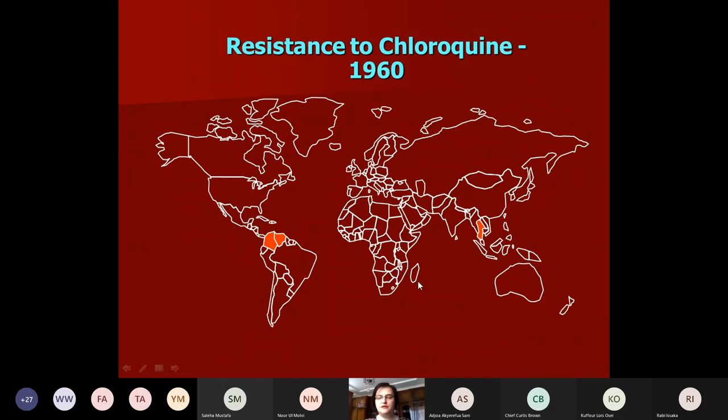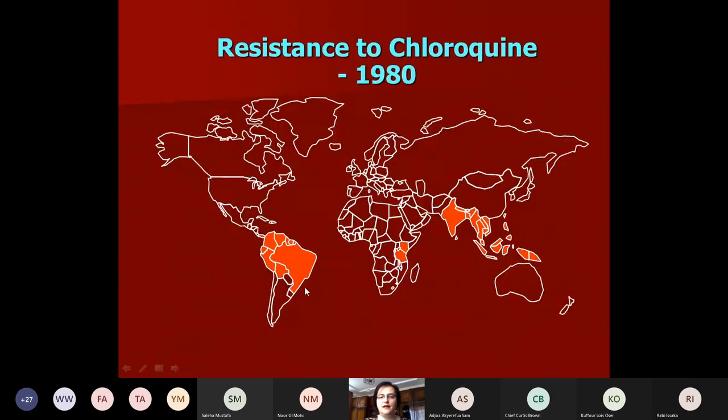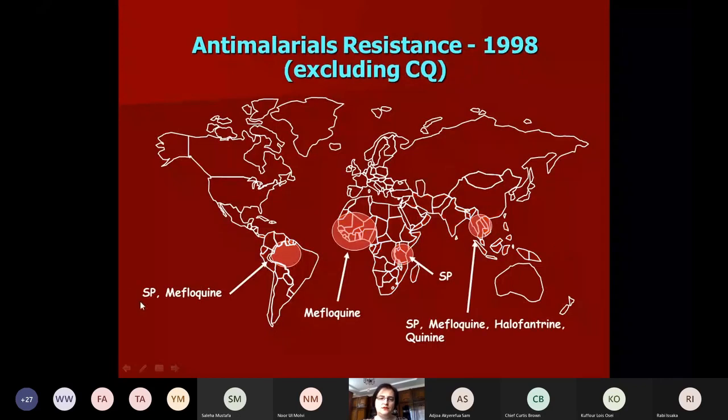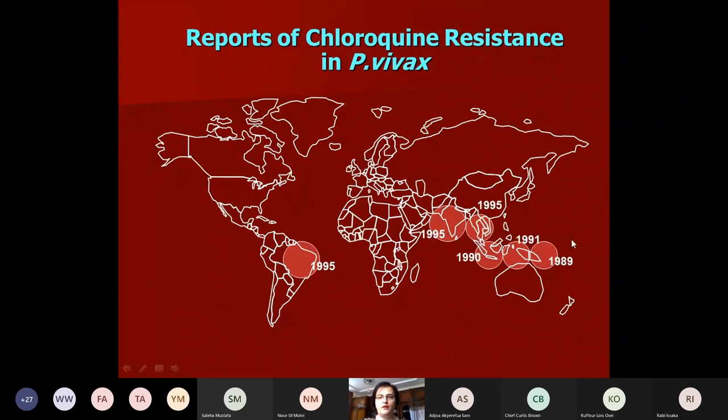Here you will also see something like a cartoon movie of the appearance of this resistance. Yes, the 60s, 70s, 80s, 2000. You see, almost all regions of this malarial belt. And here you can also see resistance to mefloquine, and chloroquine resistance of Plasmodium vivax.